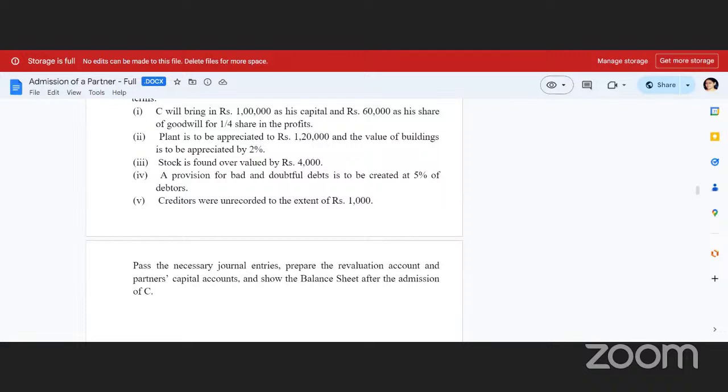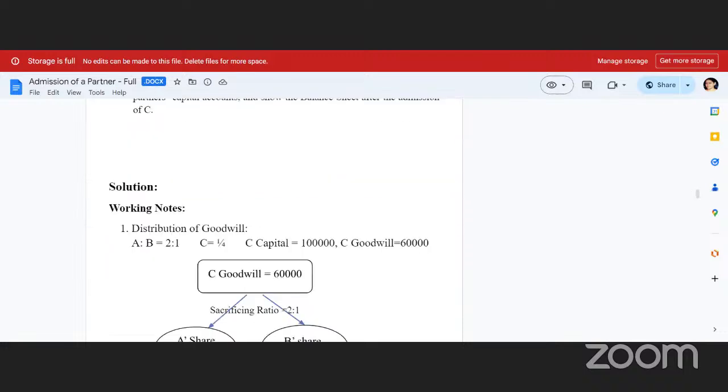So second, third, fourth, and fifth, these four points relate to revaluation and reassessment of assets and liabilities. So that has to be shown in the revaluation account based on the rule that I gave. Once you complete the revaluation account, we move on to the capital accounts of the partners. Shall we do it? See here.